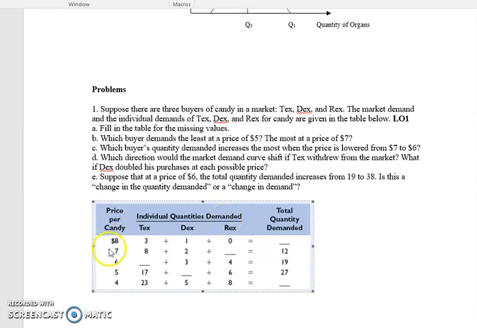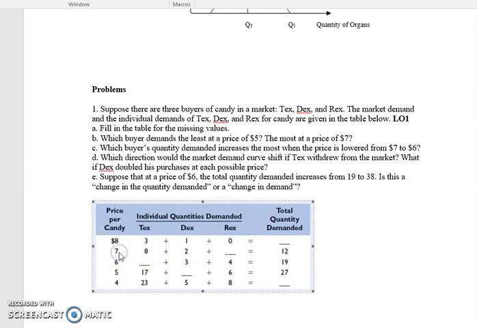And then price per candy. When the price per candy is $8, the first row, Tex will buy 3, Dex will buy 1, Rex will buy 0. So at that price of $8, total demand will be 3 plus 1 plus 0, which is 4 units of total quantity demanded.